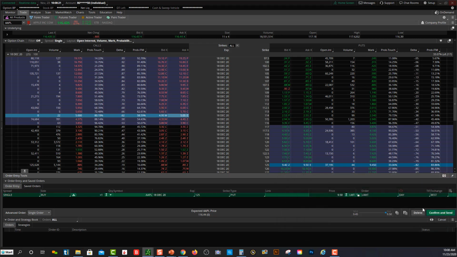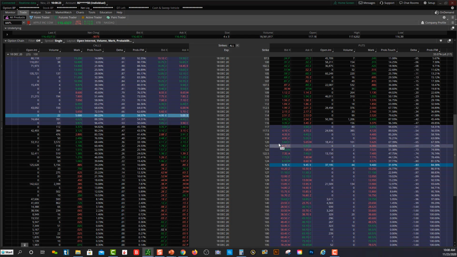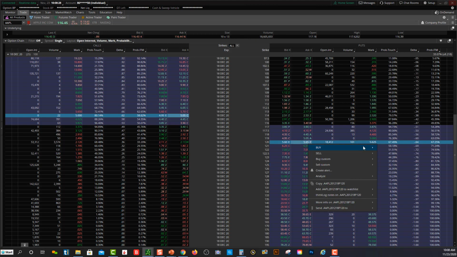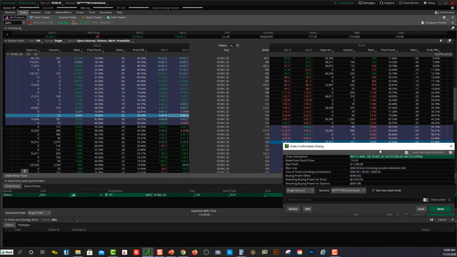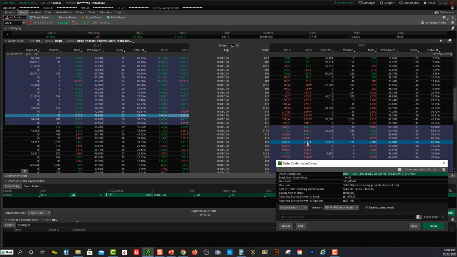I'll do one more example because repetition is key. Let's say we go to the 120 strike. When you go to place the order right here, you'll see 565 because that's what I paid, $5.65 times 100, which is $565. You just take the 120 minus the $5.65, so my break even would be 114.35.